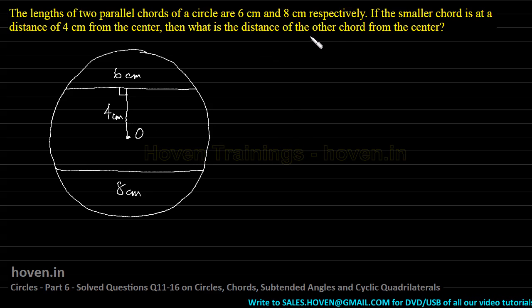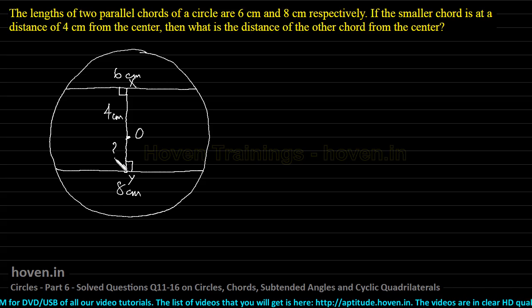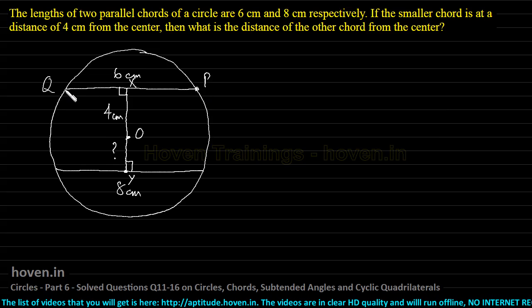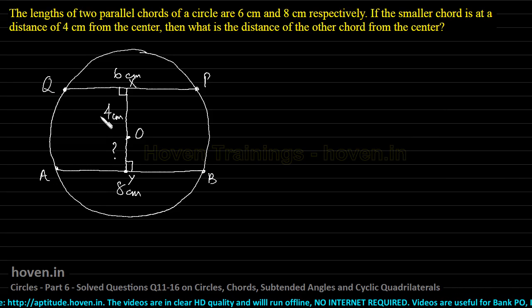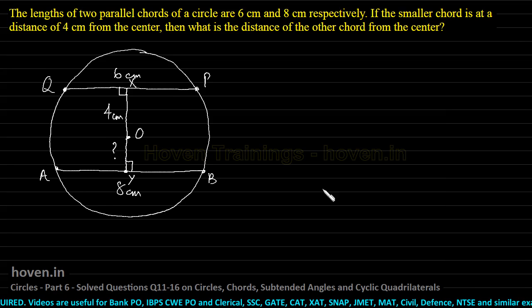Then what is the distance of the other chord from the center? We have to find out. Let me call this point as X, so this is OX. And if we drop a perpendicular here, this will be OY. And we have to find out the length OY. Let me call this point as P. This chord be called PQ. This point be B, and this chord be called AB. So to recapitulate the question, PQ is a chord of length 6 cm, AB is a chord of length 8 cm, and from O, the distance of PQ is 4, the distance of AB from O is required.